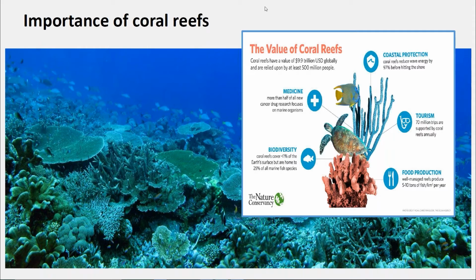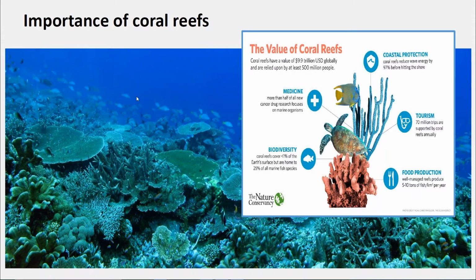And in my introduction, I would like to point out the importance of coral reefs. It is common knowledge that they are highly biodiverse ecosystems and they offer a range of ecosystem services. And these include tourism as an industry, which brings in billions of revenue, and also coral reefs offer coastal protection and serve as a source of food production.